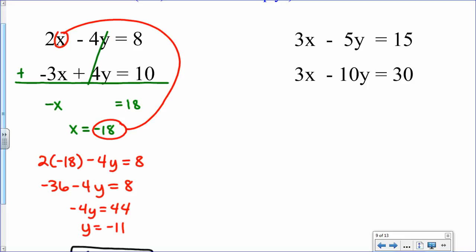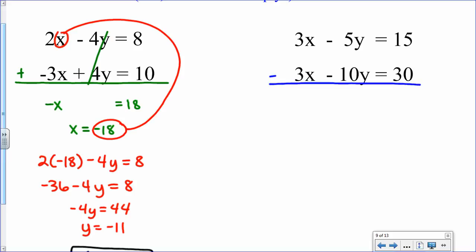Can I eliminate by adding or subtracting? Yes. Which variable would eliminate? The x. So the signs are the same, so I have to subtract. Signs the same, subtract. So same and subtract both start with s. Keep that in mind when you're doing these.